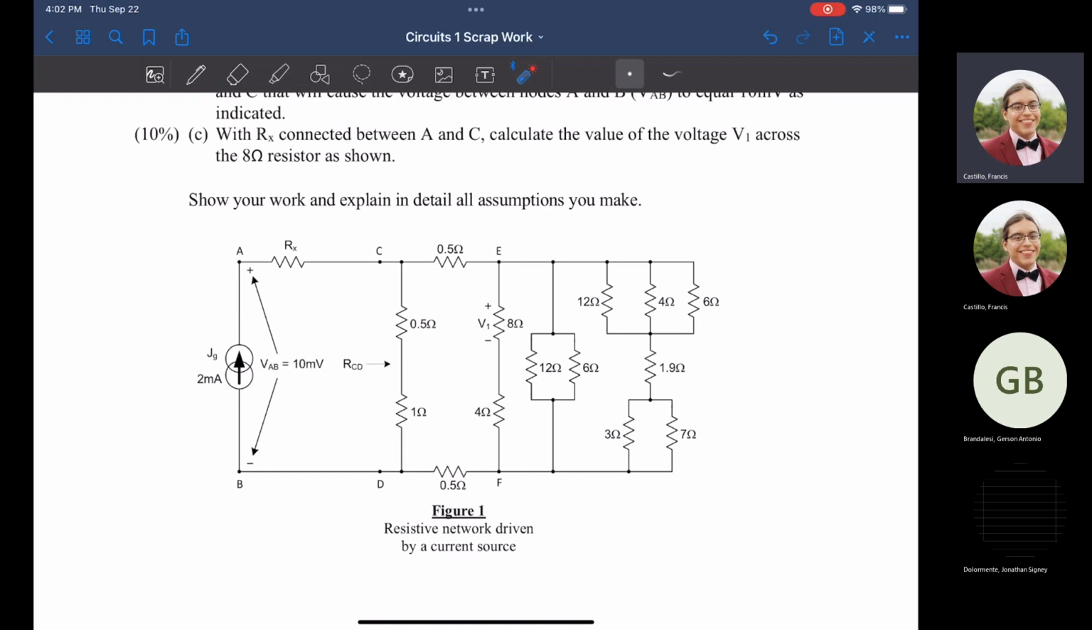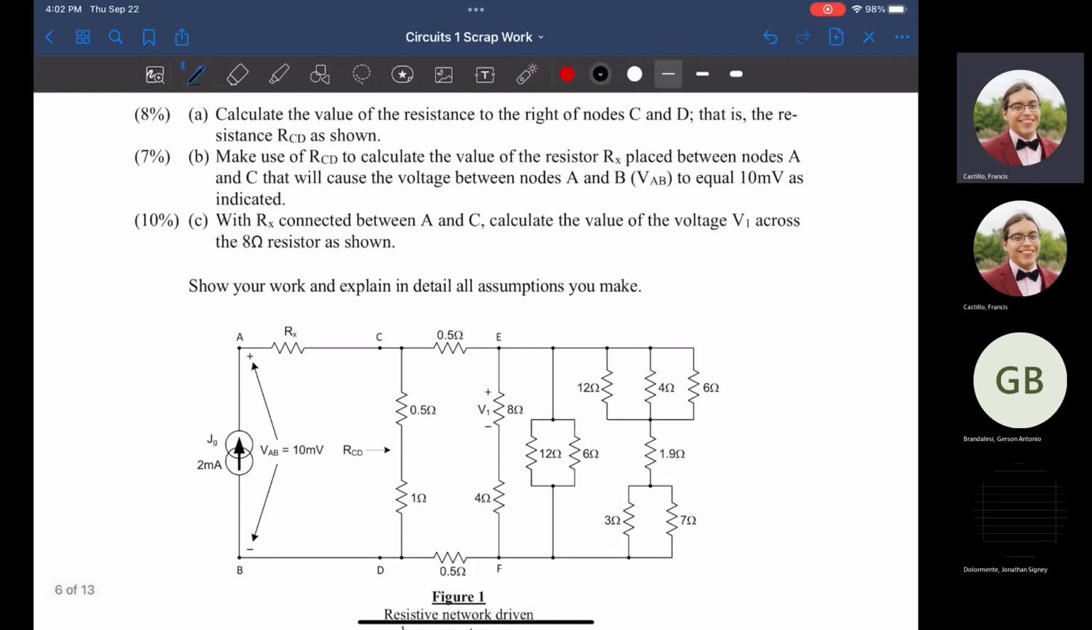The reason why I'm not thinking of any mesh or node analysis is because it's not asking us to find any specific component's behavior, say of this resistor right here, V1, or this one in the bottom right corner. There's nothing to that extent. So that's why I'm not thinking that currently. Well, let's jump right into it.